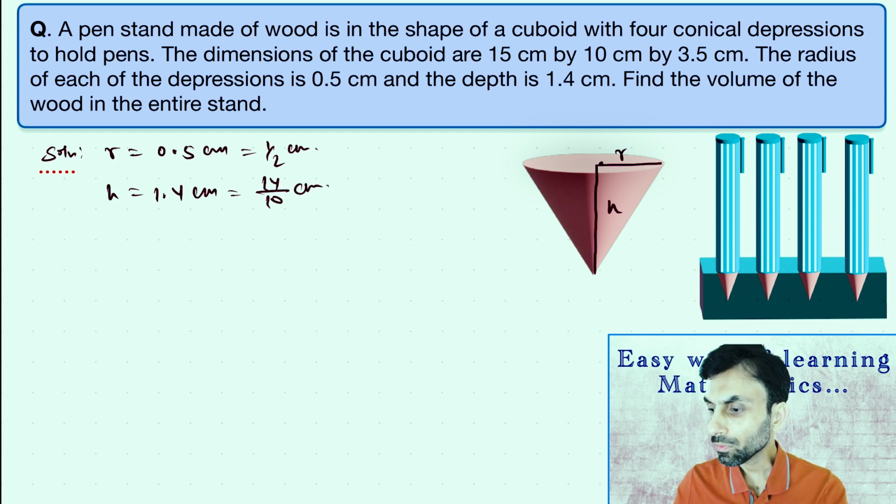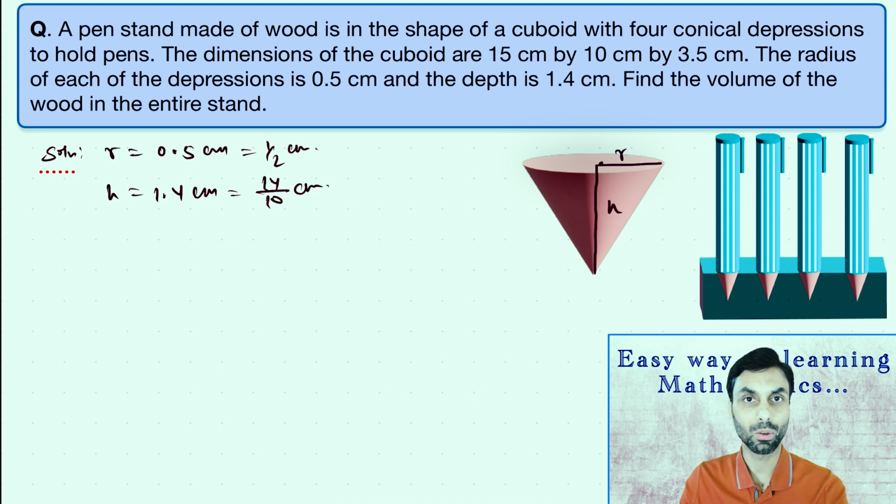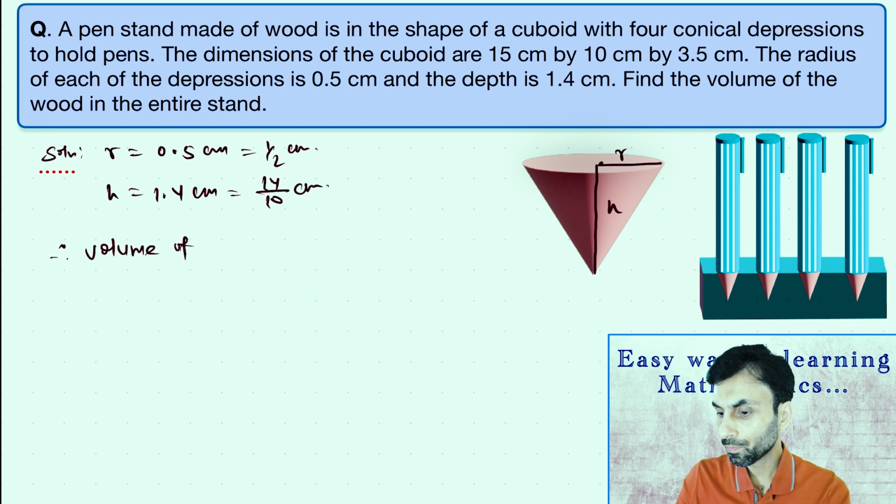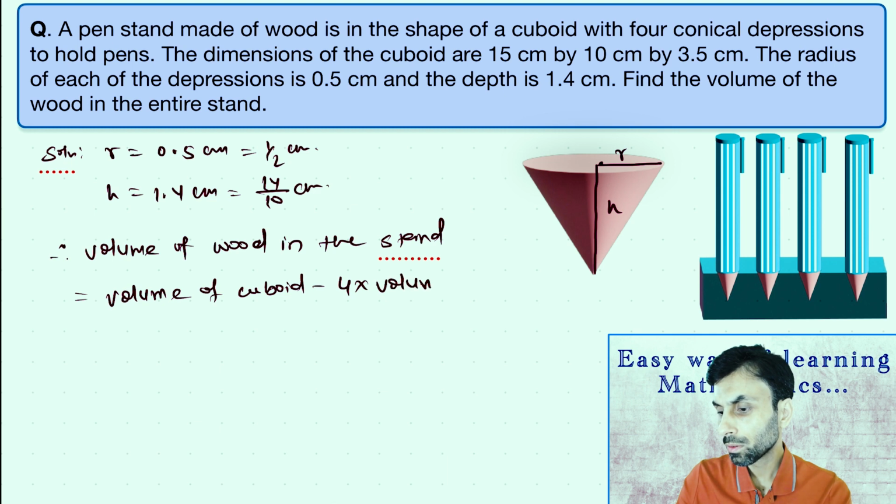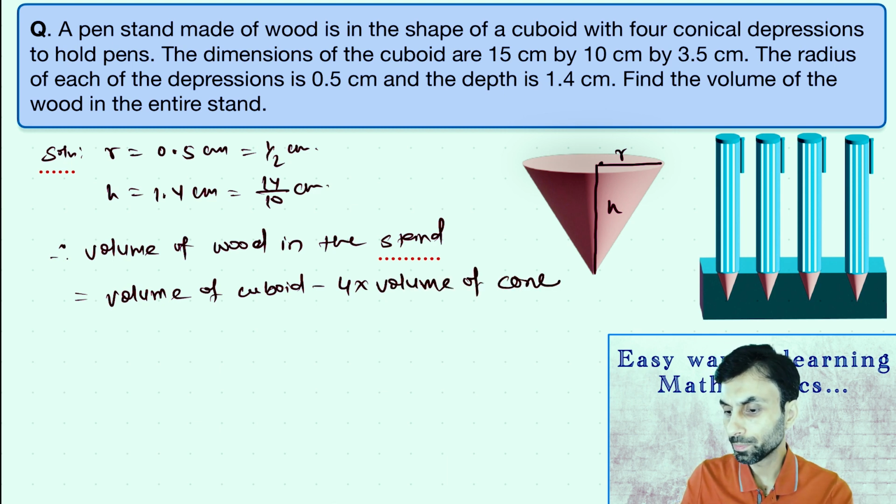Now if you talk about the volume of wood. Now the wood is in the shape of cuboid in which the conical depressions have been made. So we can say, therefore, volume of wood in the stand will be equal to volume of cuboid minus 4 into volume of cone. Volume of cuboid is LBH, minus 4 into volume of cone, which is 1 by 3 pi r square h.